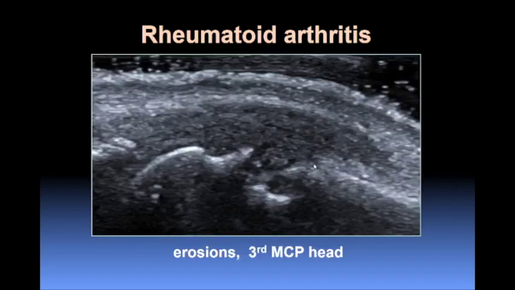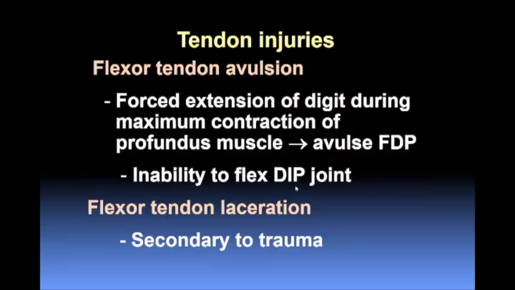Here's another erosion of the third metacarpal head. You can see this is pretty ugly. You normally have this little dip here, so you don't want to confuse that as an erosion. But this one is pretty obvious with all this synovium.